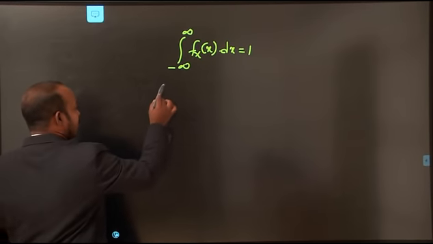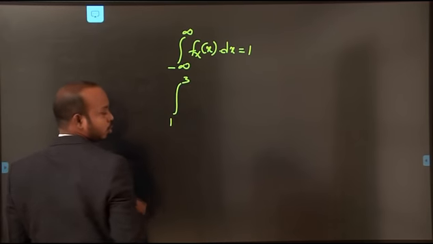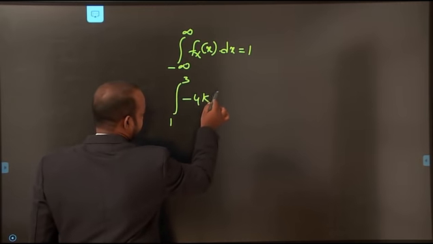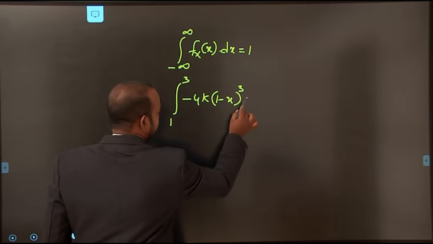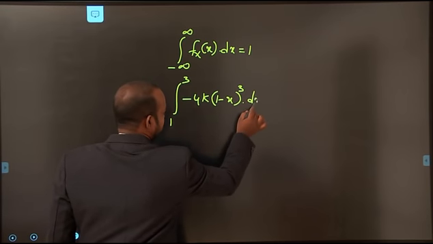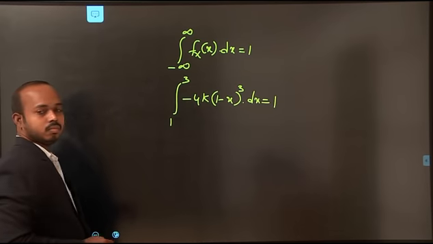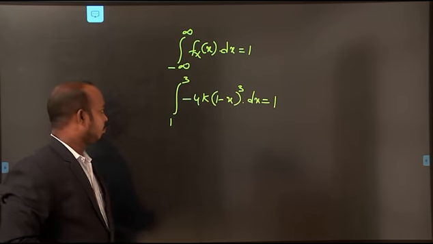Here we have the density function with interval 1 to 3. The function is minus 4k times (1 minus x) whole cube dx, and it is equal to 1. Now, can you apply the integration on this function?